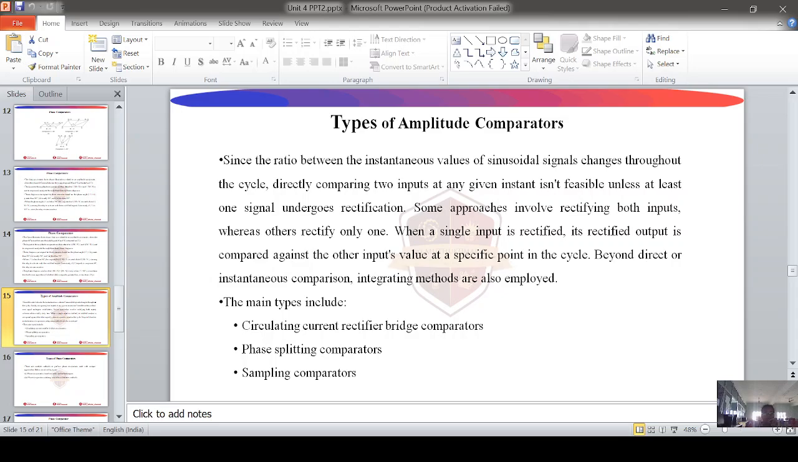Types of amplitude comparators. Different types include rectifier bridge, phase splitting, and sampling comparators. These methods help compare signal magnitudes effectively. Each method has its own advantages. They are used in different protection schemes.